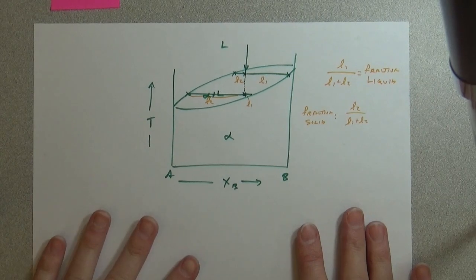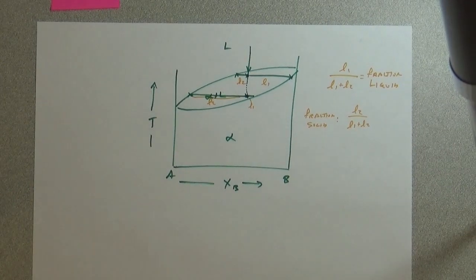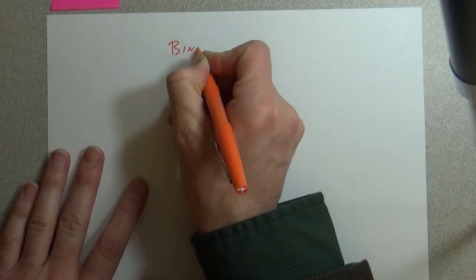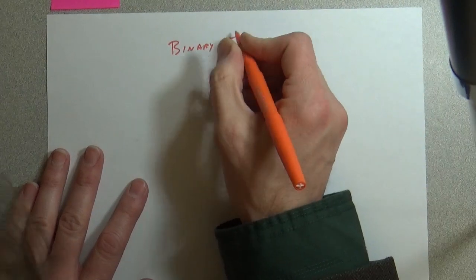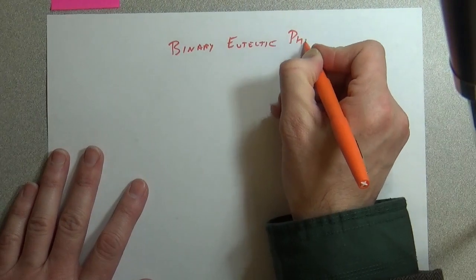And we'll work some example problems to see how to work with this. But first, though, I want to continue talking and show you some more phase diagrams that have a little bit increased complexity. So the next simplest, or the next most complex diagram would be what's called a binary eutectic phase diagram.